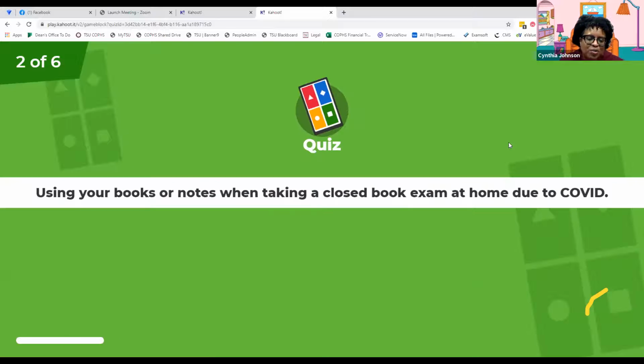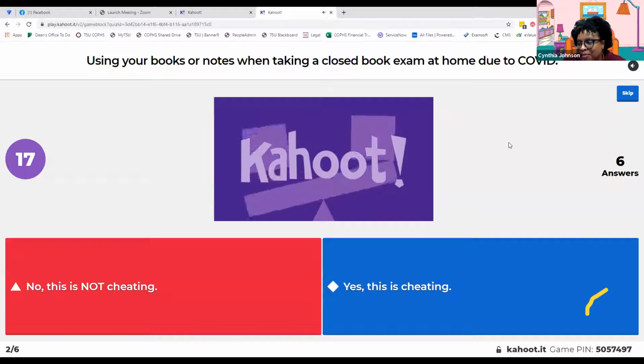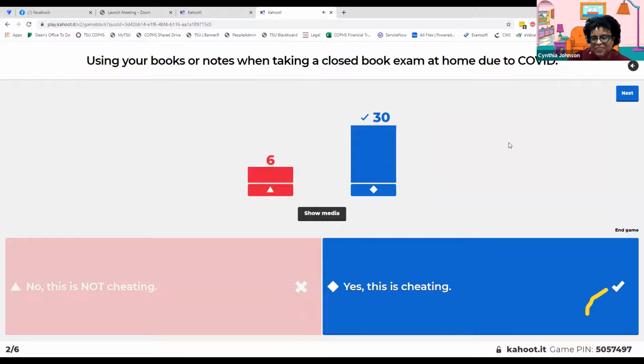Here we go. Question number 2. Using your books or notes for a closed book exam because you're at home and nobody will know the difference. Good job. That indeed would be considered cheating. Just because no one is looking, you still need to uphold the rules.